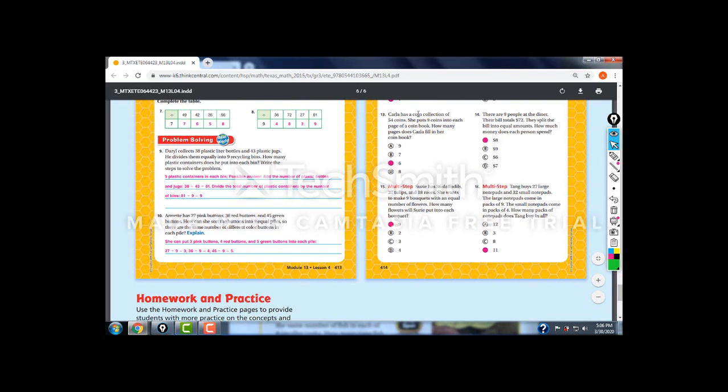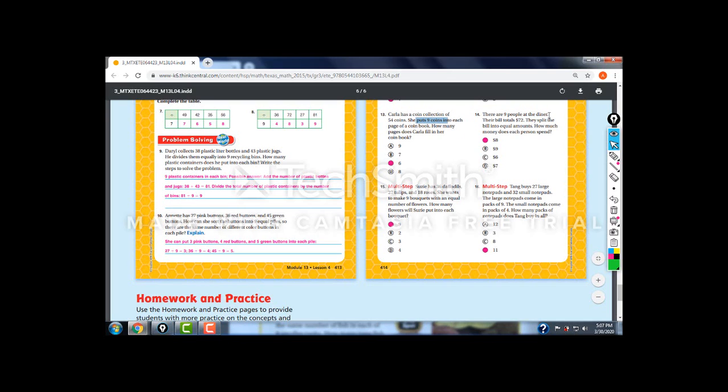Next one, Carol has a coin collection of 54 coins. She puts 9 coins on each page in a coin book. How many pages does Carol fill in her coin book? So again, you take the number here. How many coins does she have? 54. How many equal groups? 9 coins on each page. So 54 divided by 9.